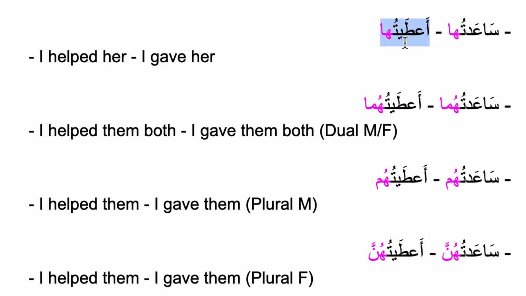أعطيت, أعطيتها, I gave her. Next, ساعدت, ساعدتهما, I helped them both. أعطيت, أعطيتهما, I gave them both. And it works for male and female.